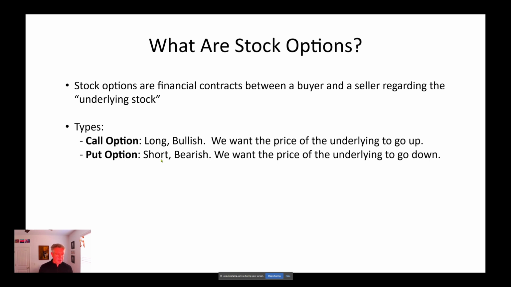So there are two types of options, calls and puts. A call is a long or bullish expression of a trade. We want the price of the underlying to go up. The put is simply the opposite of that. You're short, you're bearish. You want the underlying price to go down.